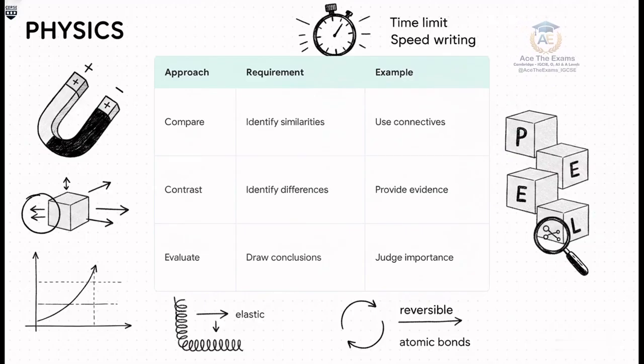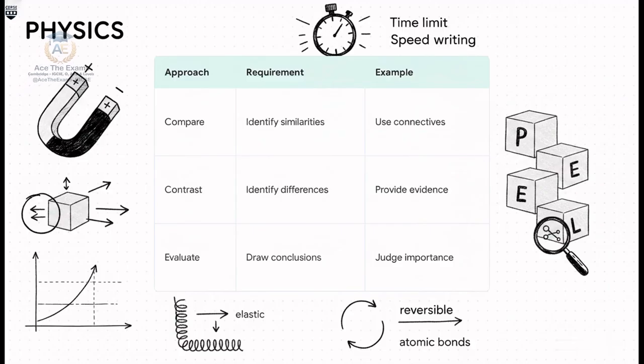Similarity? Well, both involve forces acting on a mass. Difference? A balanced force means 0 resultant force and constant velocity, whereas an unbalanced force means a non-zero resultant force, which changes the velocity, causing acceleration. It's night and day. Now, time for challenge 3, speed writing.